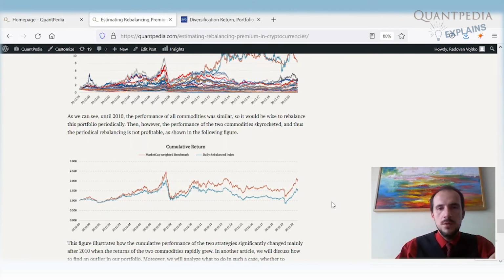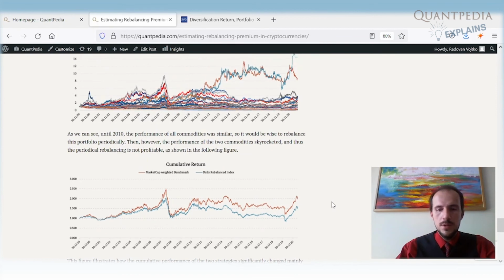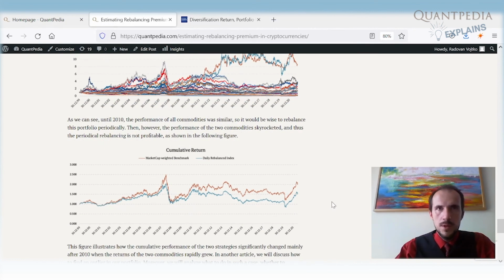But afterward, there were some commodities that started to have a very significant trend compared to other commodities, and in this case the market cap weighted benchmark let weights drift, and those two commodities had higher returns and also higher weight in the resultant portfolio. So the market cap weighted benchmark outperformed the daily rebalanced one. This rebalancing premium, or this rebalancing or diversification return, works well in portfolios when we expect that the resultant assets will mean revert to a common average.